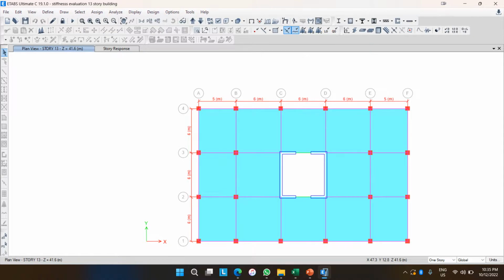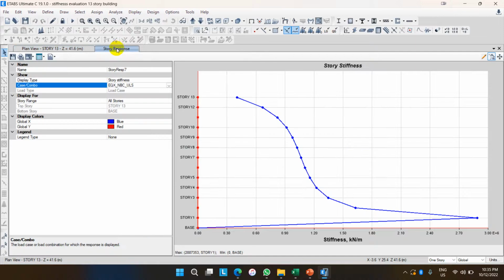So in this video, the manual calculation of story stiffness for this structure shall be done, and compared with the stiffness value obtained from the analysis in FEM software like SAP, ETABS and other software. But here today the comparison shall be done in ETABS software.